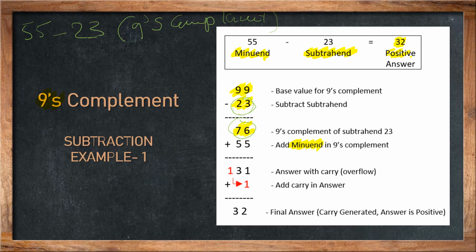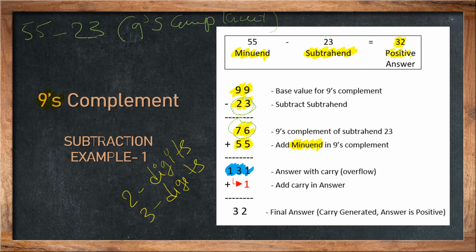And what is the minuend? 55 is your minuend. So I am adding the 55 to the 76 and I get the answer 131. 131 is the answer. But as you can see here, I am performing the subtraction operation on how many digits? On 2-digit numbers, and I am getting the answer in a 3-digit number.